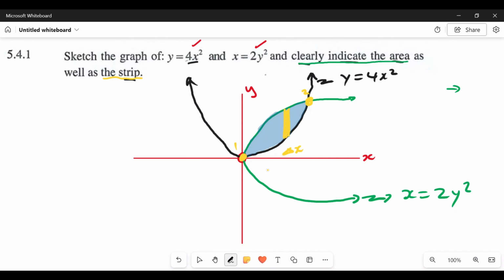You draw these two graphs, and then this area you indicate because this is an enclosed area caused by these two graphs, and then you show the representative strip within the enclosed area.